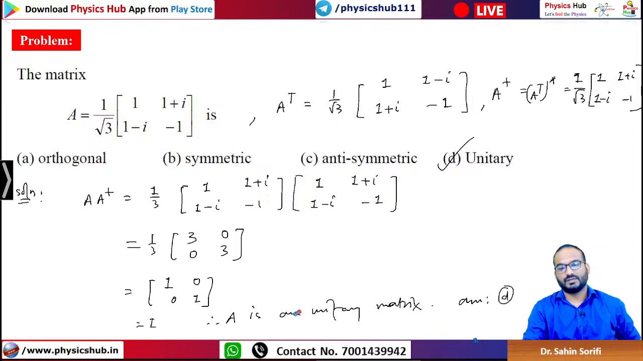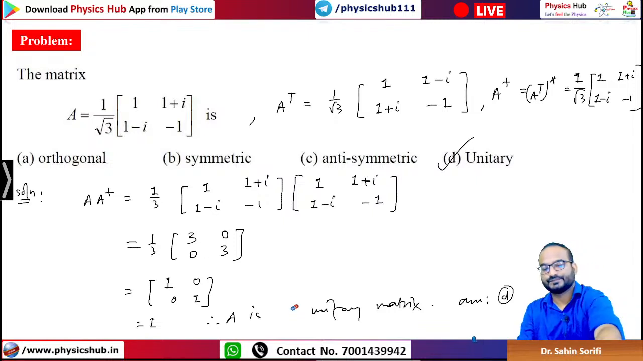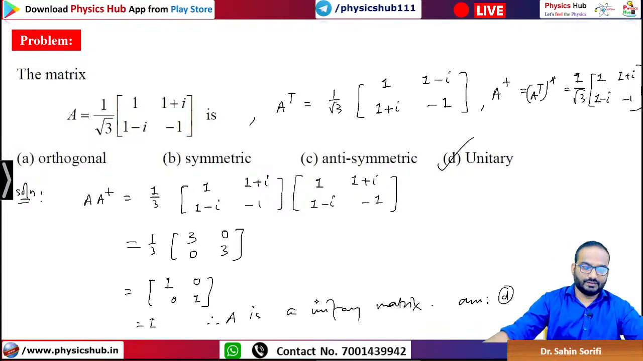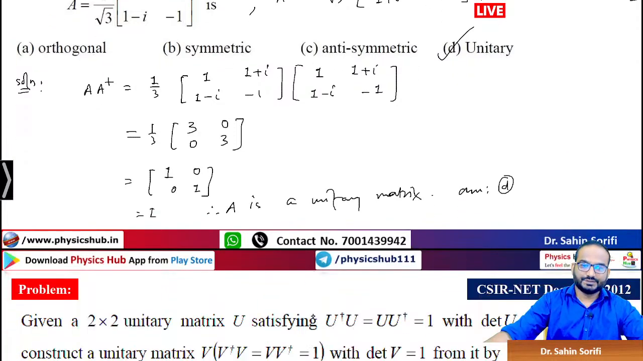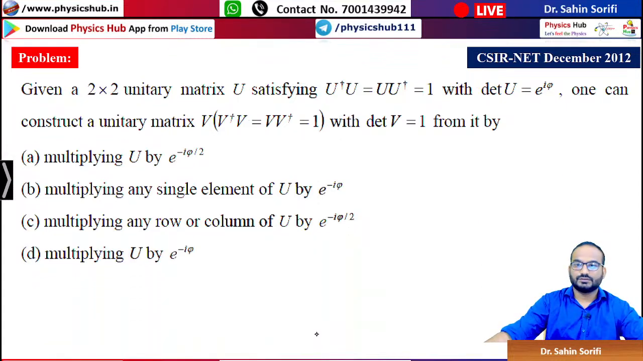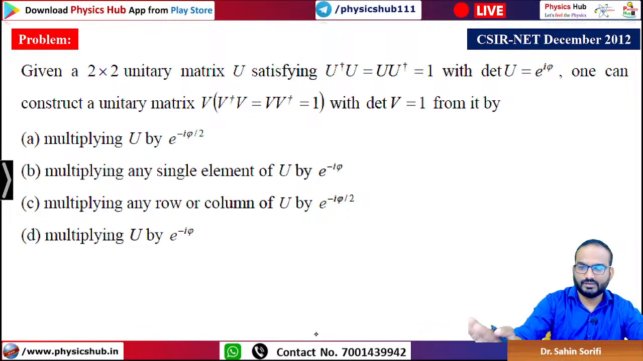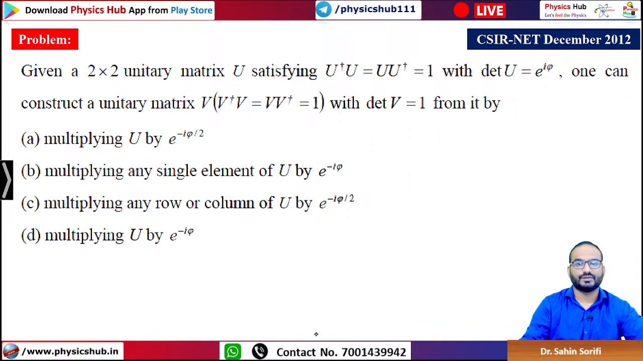Chalo, this will be a unitary matrix. Okay, let's move on to the next question. This came in December 2012. Now look, the theory part you have understood. Now you can solve any problem.